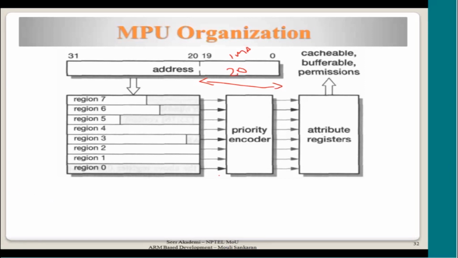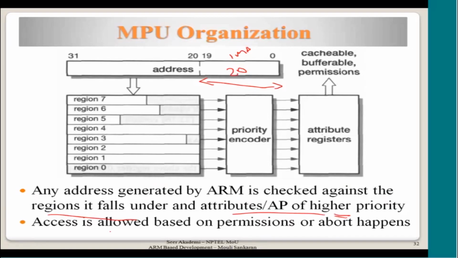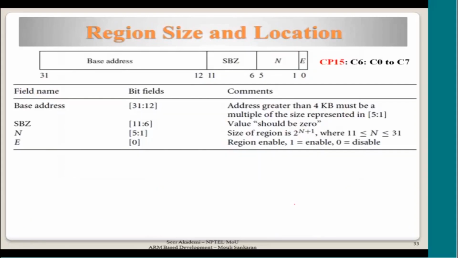Let me tell you what the region addresses are, and then we will see the details in the next section. Any address generated by ARM is checked against the region it falls under and the attributes associated with it, about the highest priority number. Access is allowed based on permissions or abort happens. In this case we have put 20 because maybe all the regions are 1 MB or more. If they were smaller regions, then it would have taken the lower bits of it also. Okay, very good.